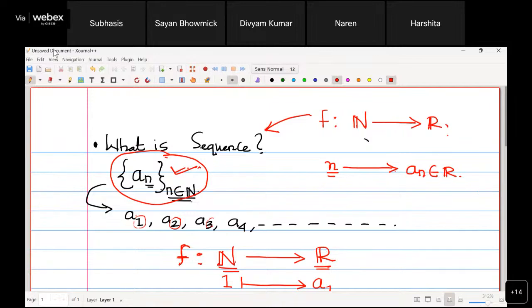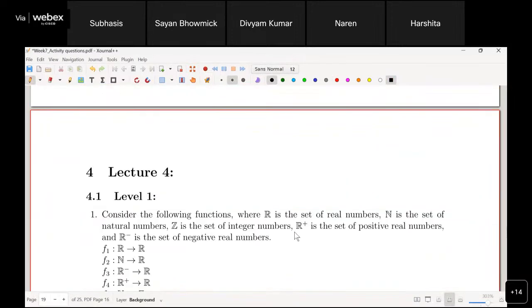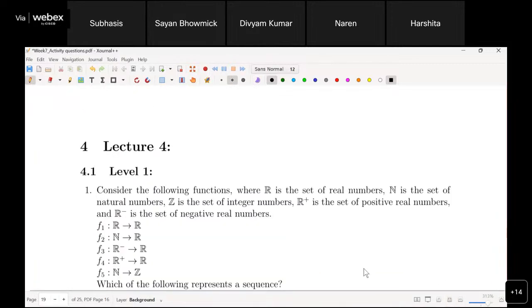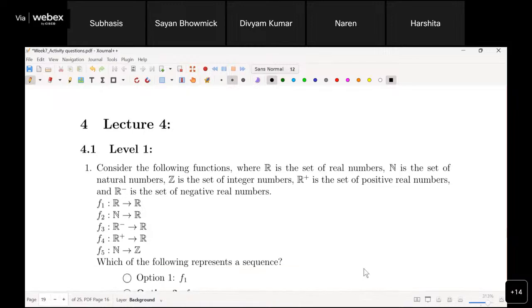Now that you know this, you can solve the activity question 1. If you go back to this question, I guess you'll be able to solve it now. Okay.